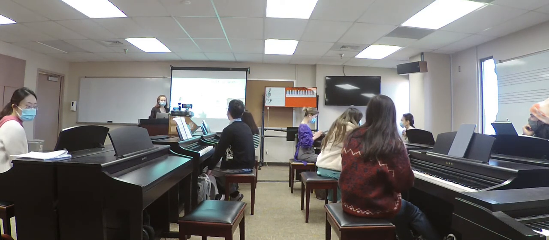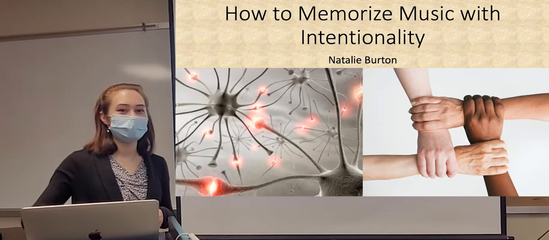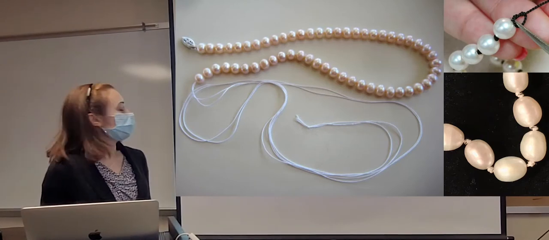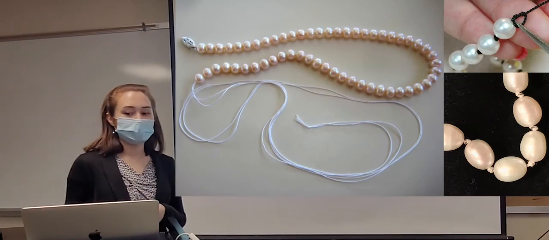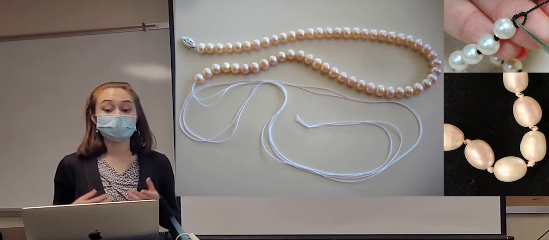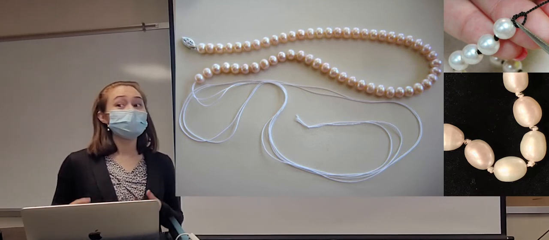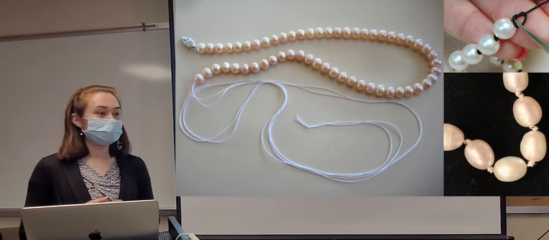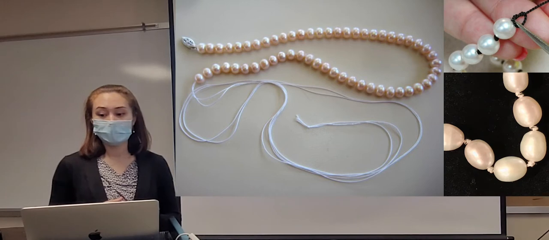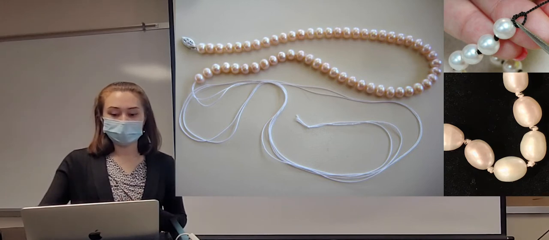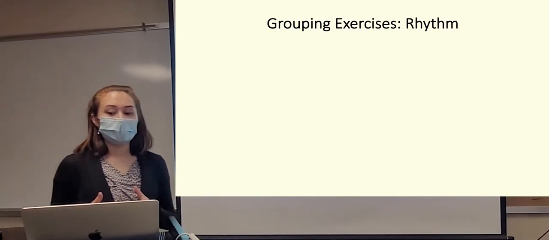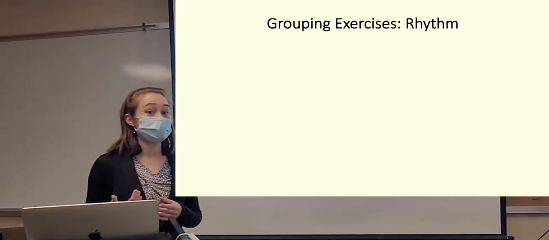So, welcome back to my workshop, How to Memorize Music with Intentionality. Last time we looked at how grouping helps us to memorize music and how our brain organizes music into phrases, sections, and larger musical structures. Today we'll look at how our brains also group music by rhythm and chord structures to better organize and solidify the music in our memory. So we're going to do some exercises that encourage these groupings.